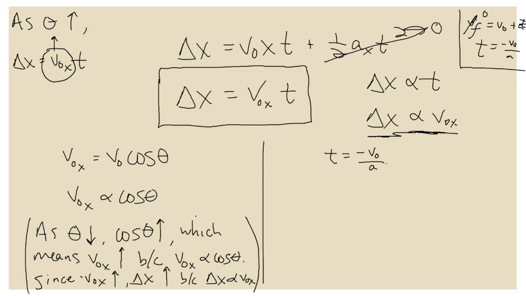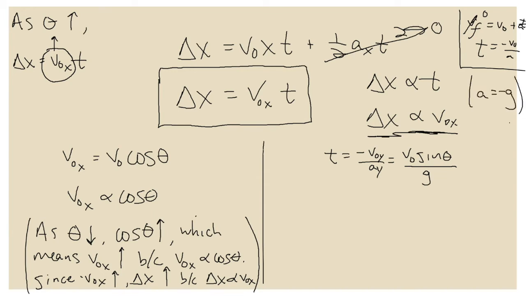Okay, so now we've got to make this a little more complicated. V naught, remember, in this equation is actually V naught y. And the acceleration here is the vertical acceleration, which is the acceleration due to gravity. So what I'm going to do here is write V naught sine theta for V naught y, and I'm going to just write over g here. And the reason why I can get away with that is because A is equal to negative g.